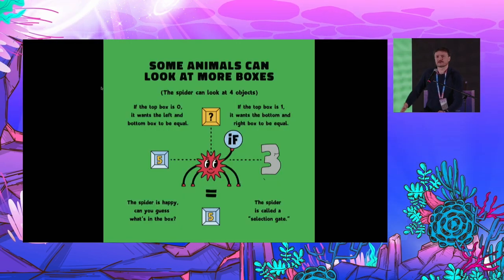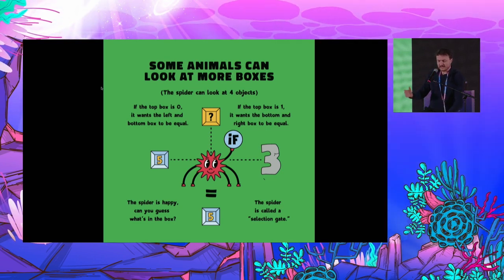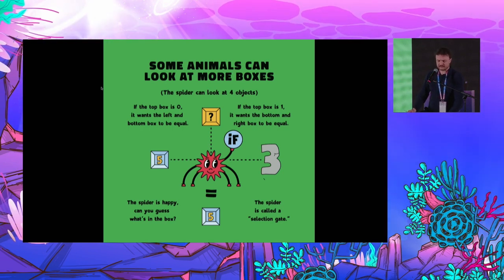Now, we can have far more complex animals. Let's say the spider can actually look at 4 objects at the same time. It's the if spider. If the top box is 0, it would like to have the left and the bottom box to be equal. If the top box is 1, it wants the right and the bottom box to be equal. So look, the spider is happy. Here's the question to all of you adults in the room: can you guess what number is in the top box? Yes? No? Okay.